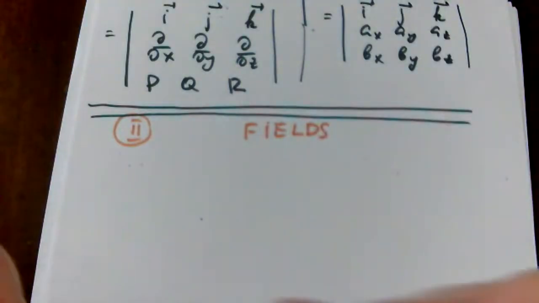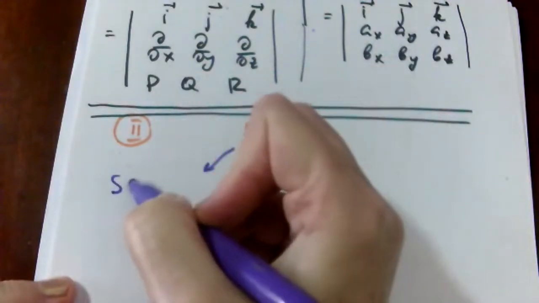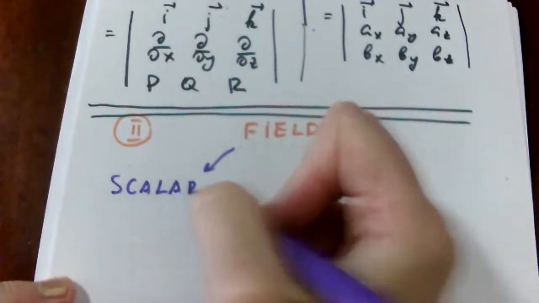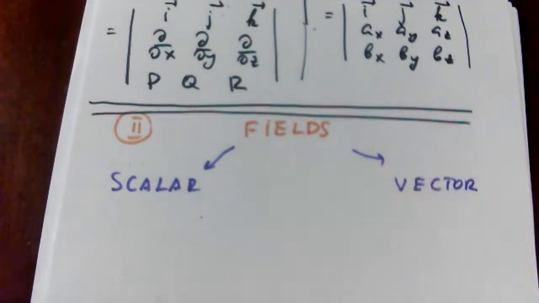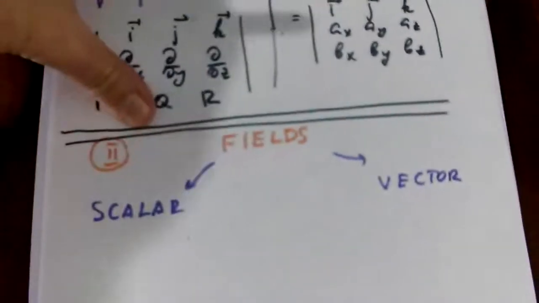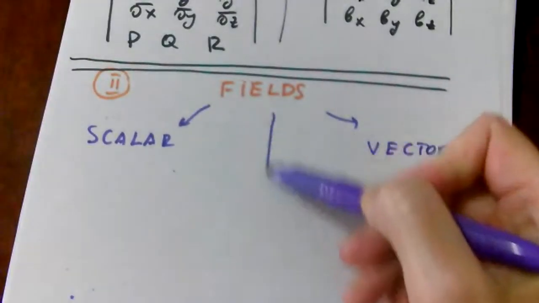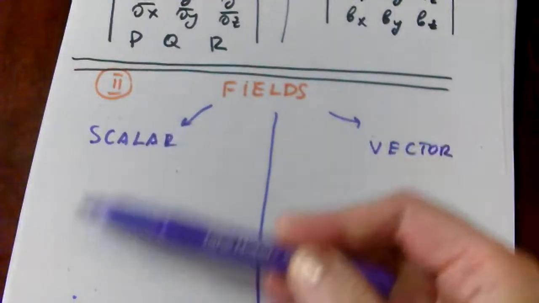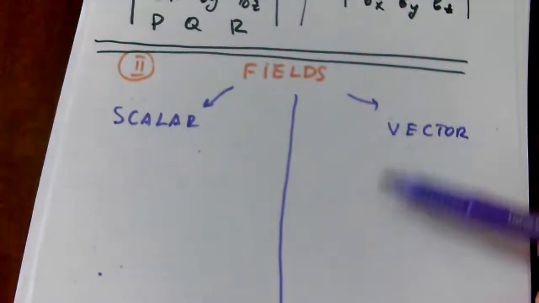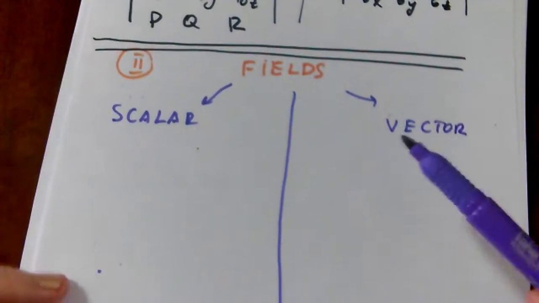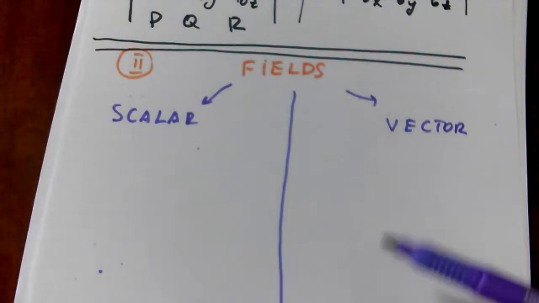So fields can be of two types, as you figure out from your lectures. They can be scalar fields, and they can be vector fields. What do they mean? Again, I'm going to divide my page into two columns, because that's where I'm going to discuss everything related to scalar field here and vector field here, so that you can get an idea of the layout of this module, actually.